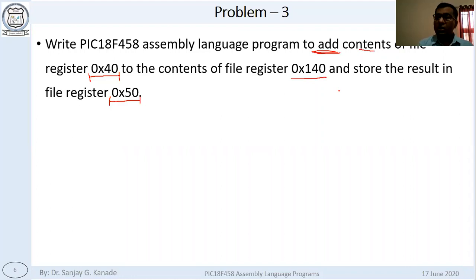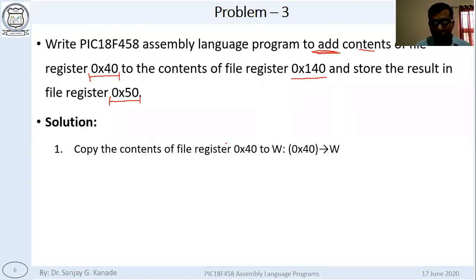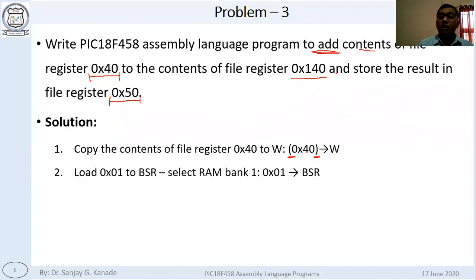The steps for solving this problem are again very similar to the first two problems. First, copy the contents of first register. Again, note down these brackets. 0x40 is enclosed into round brackets, which indicates the value or the contents of this address. Those contents go into W. Then here the trick I was talking about, the second register address is a 12-bit address. It is not simple 40, it is 140, means it is in bank 1, right?